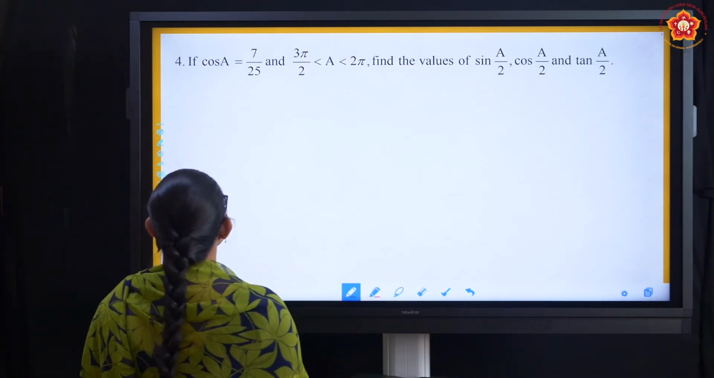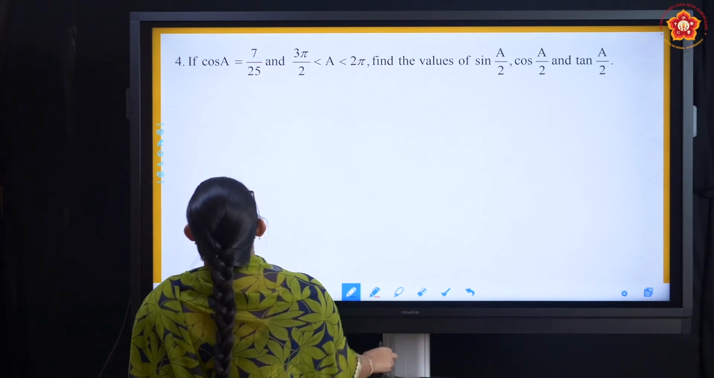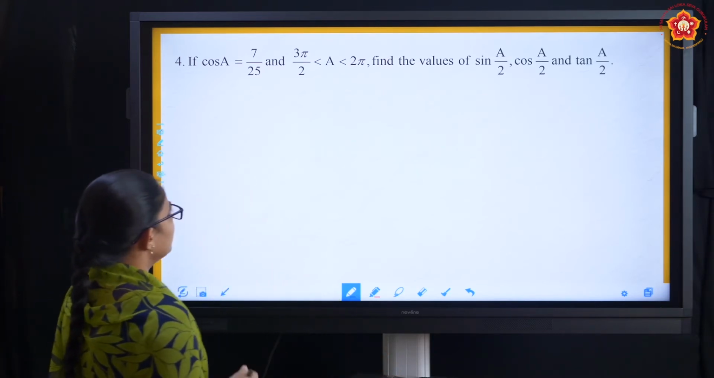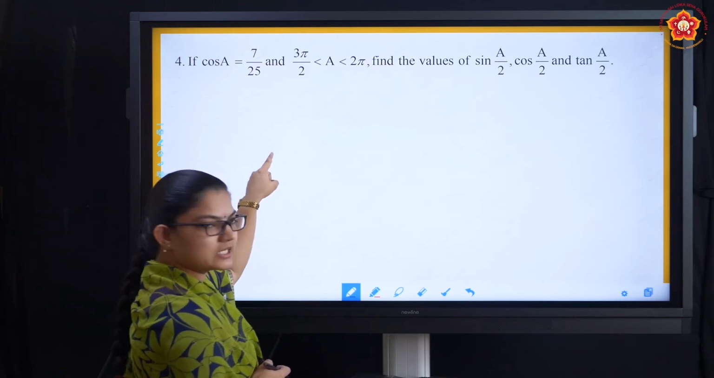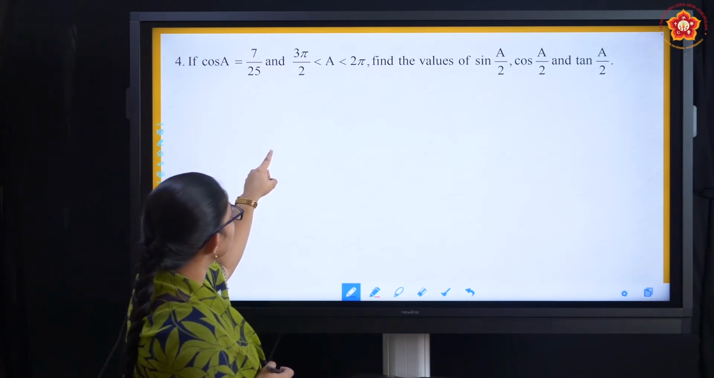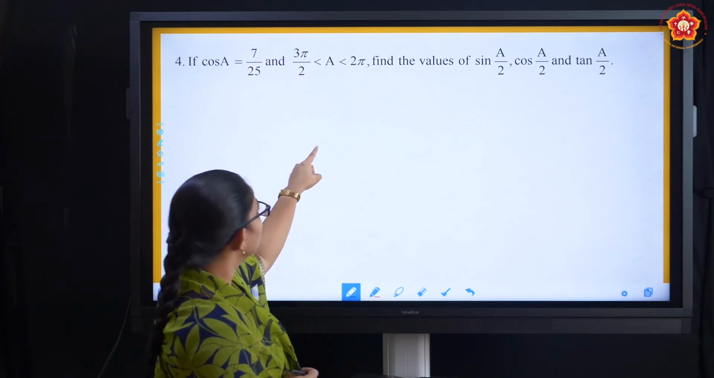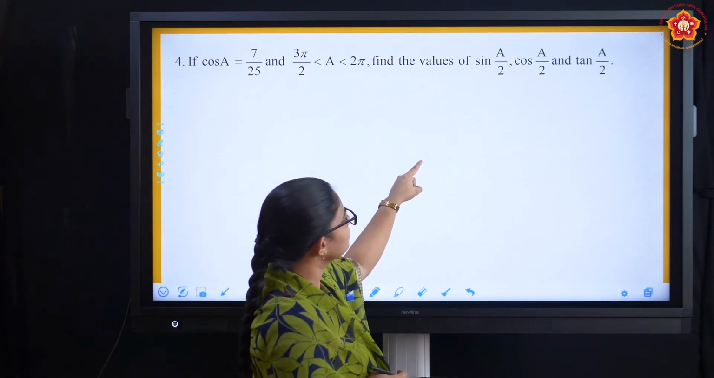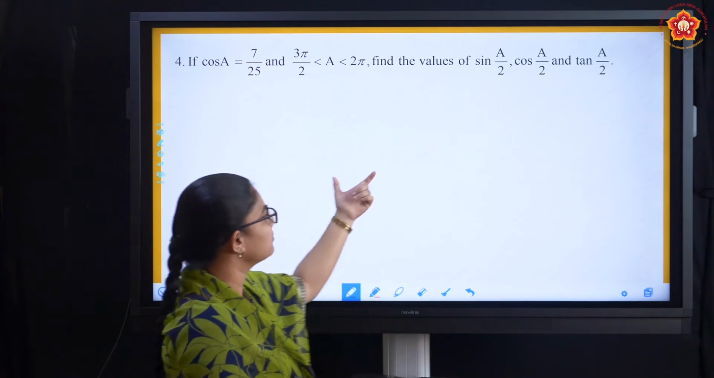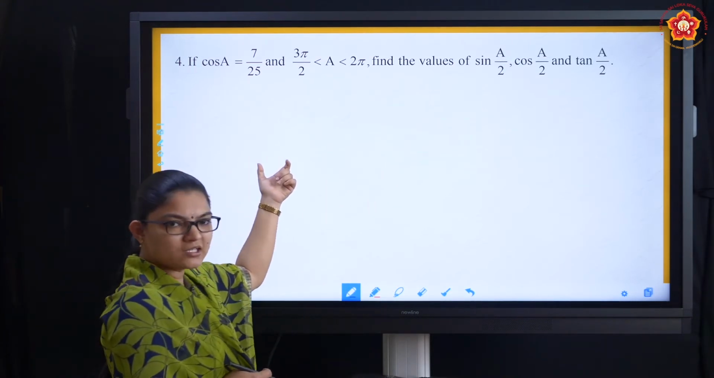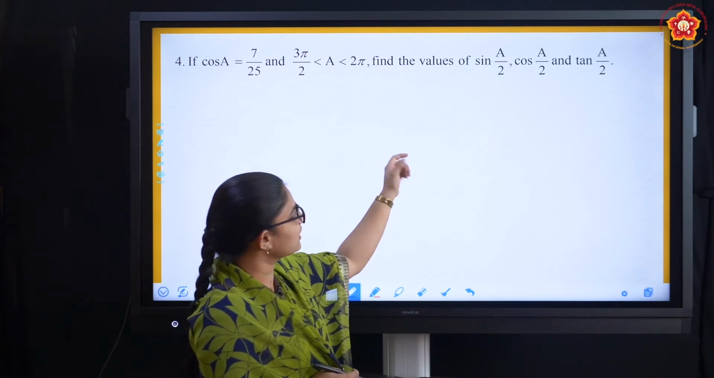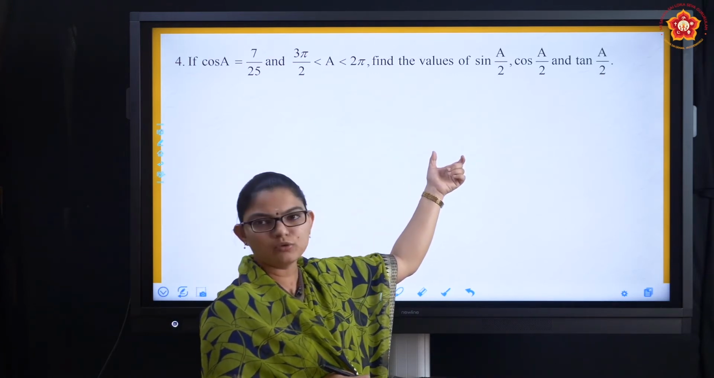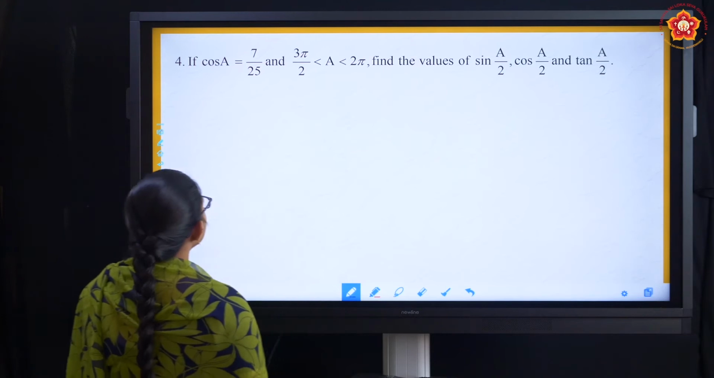We have, if cos A is equal to 7 by 25 and A lies between 3 pi by 2 to 2 pi, that is, we can see it is third quadrant, it is fourth quadrant, and find the value of sin A by 2, cos A by 2 and tan A by 2. So you have some angle A, then we are asked to find out its half angle, that is sin A by 2, cos A by 2 and tan A by 2.